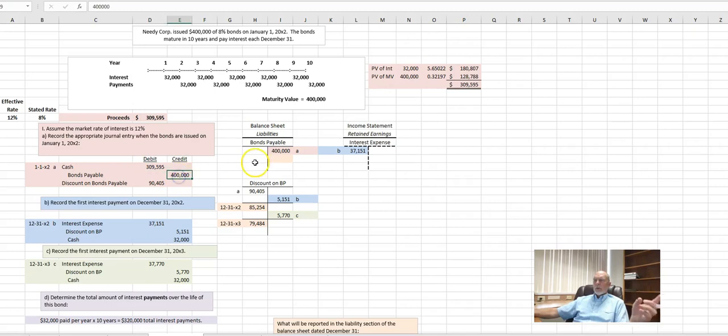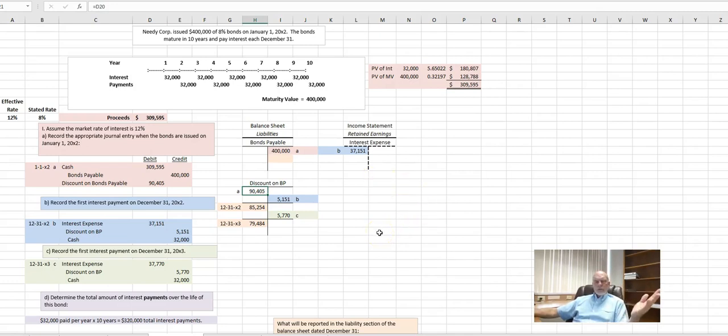So that's our debit to cash. Remember, the bond payable is always credited for the face value that has to be paid back. And since we got less than face value, that's a discount. And we're going to debit the discount. Remember, the discount is a contra liability. It's got a debit balance.